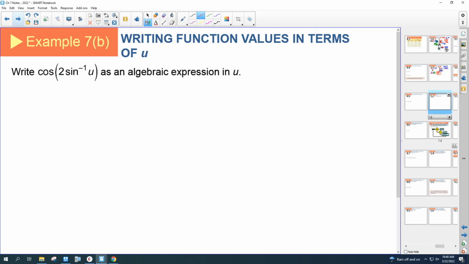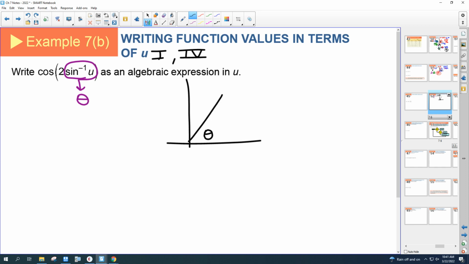(7b), write cosine of 2 inverse sine of u as an algebraic expression in u. So we can do the same thing. If we recognize that this inverse trig function is an angle, I'm going to do the exact same thing. I know inverse sine is defined in quadrants 1 and 4. Technically, I don't know which one it is because I don't know the value of u, but it's going to work out the same either way. So just draw it in quadrant 1. You've got this theta angle that defines this right triangle.